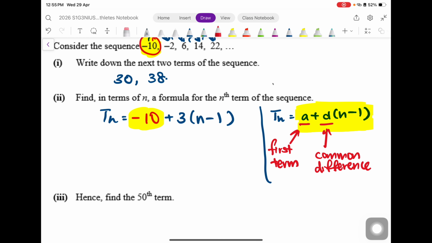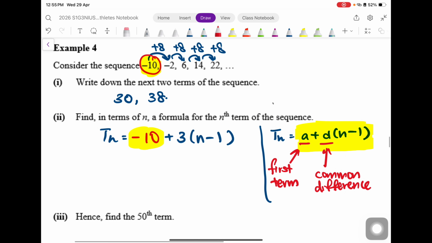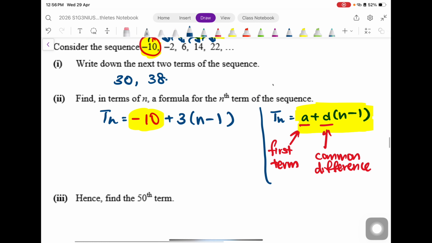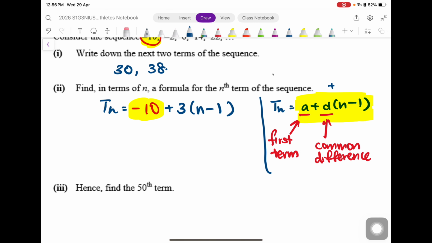Okay, now the common difference here can refer to a positive or negative number. But because I'm going from each term, I'm adding 8 each time. This time round, my common difference here must be a plus 8. Oh, so here has to change. Plus 8. Okay, and n minus 1, it is fixed. It's always n minus 1.